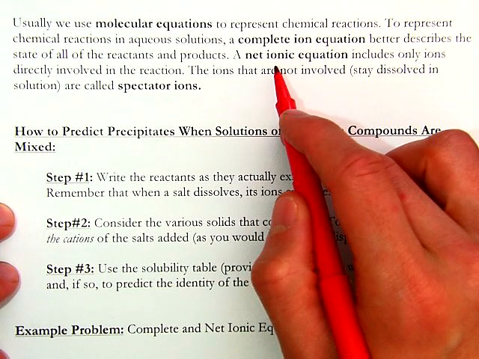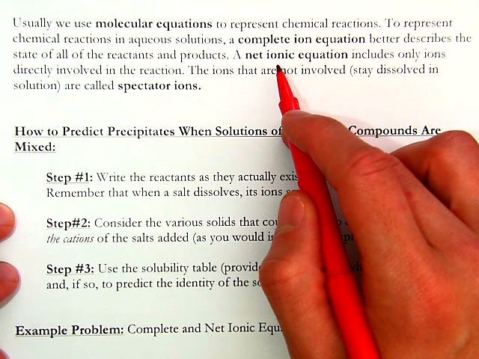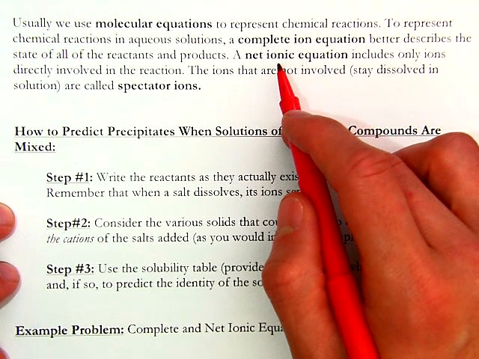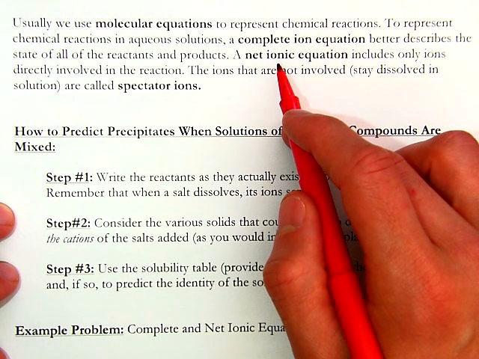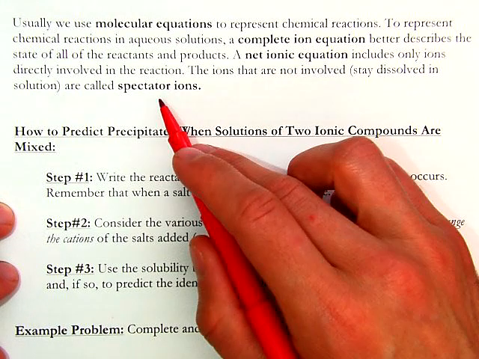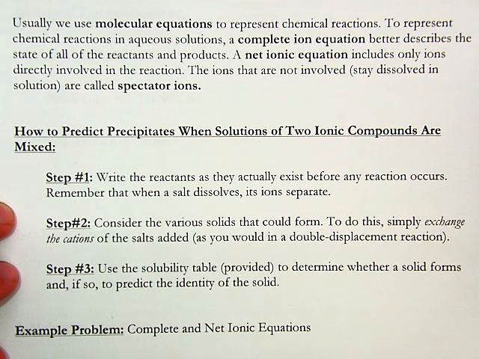The net ionic equation includes only the ions involved in the reaction, which is the formation of a solid, the formation of a precipitate. The other ions, the ions that are not included, are what are called spectator ions. They are not involved in forming the solid, so they're not included in the net ionic equation. The easiest way to show this is just to break down some example problems.